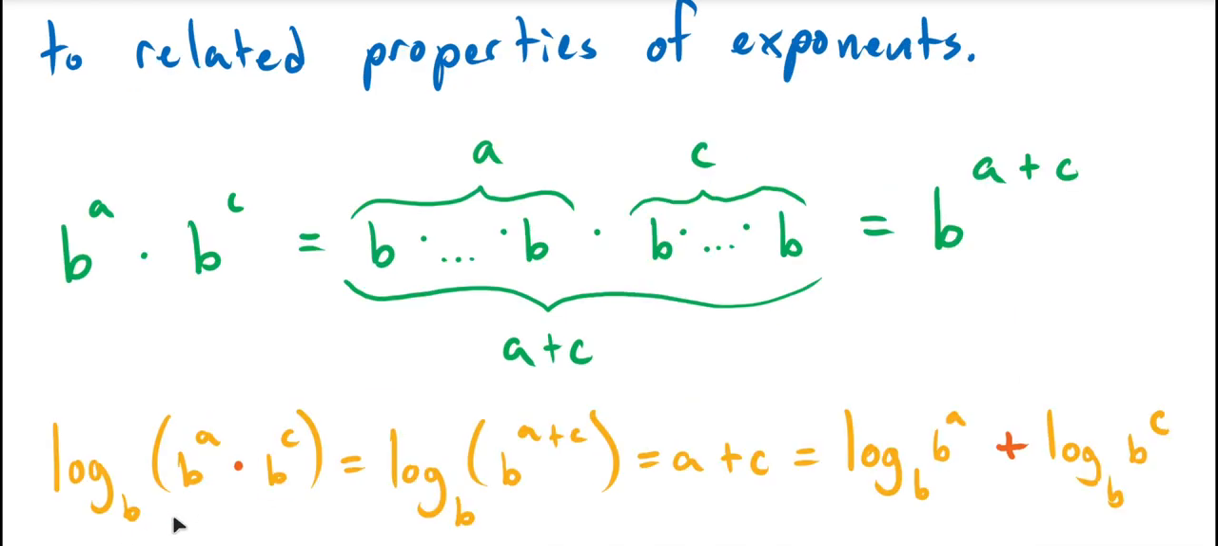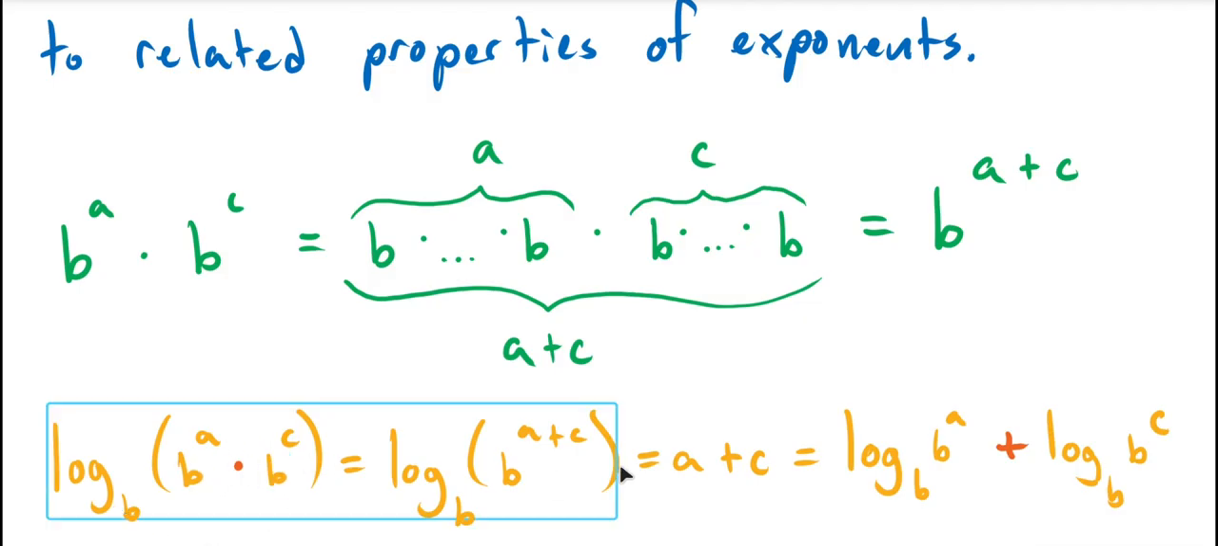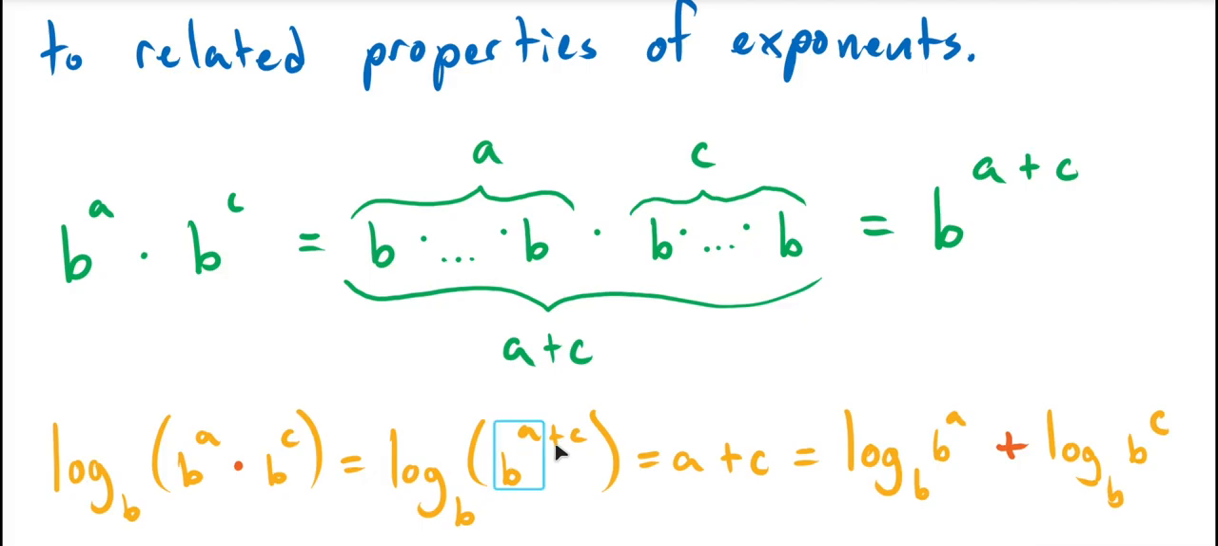Similarly, we could do something for log base b of this product. Now, this product, as we just saw, is b to the power of a plus c. And the logarithm of that, the power we would need to raise b to in order to get b to the a plus c, is of course just a plus c. And this is the same thing as logarithm base b of b to the a plus logarithm base b of b to the c. Well, what have we done? We've gone from having multiplication between these two terms inside the logarithm to addition between two logarithms.